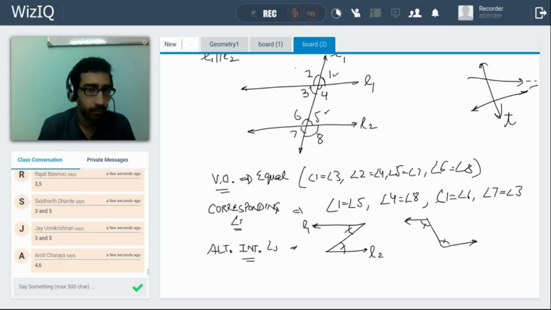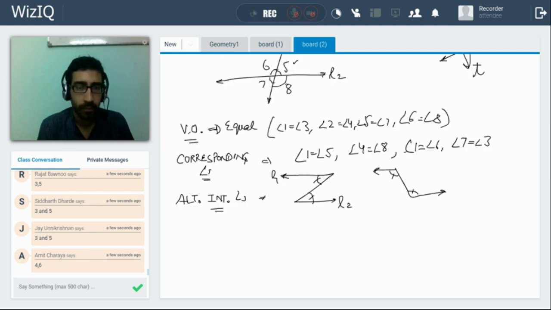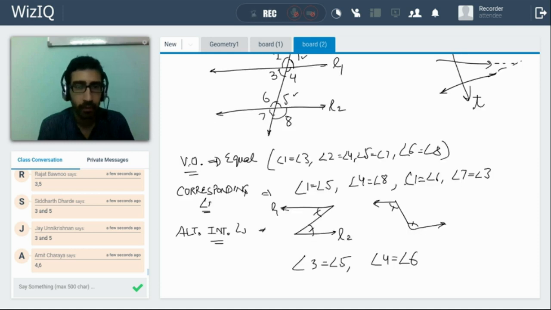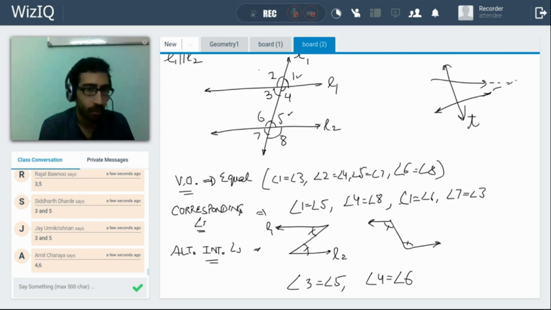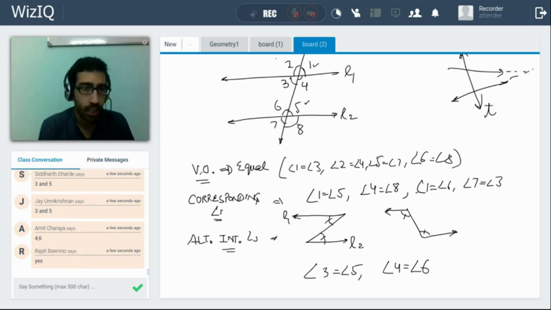Yeah, these are known as alternate interior angles, which in our case means angle 3 is equal to angle 5 and angle 4 is equal to angle 6. I'll show you: 3 is equal to 5, 4 is equal to 6. Is that good?